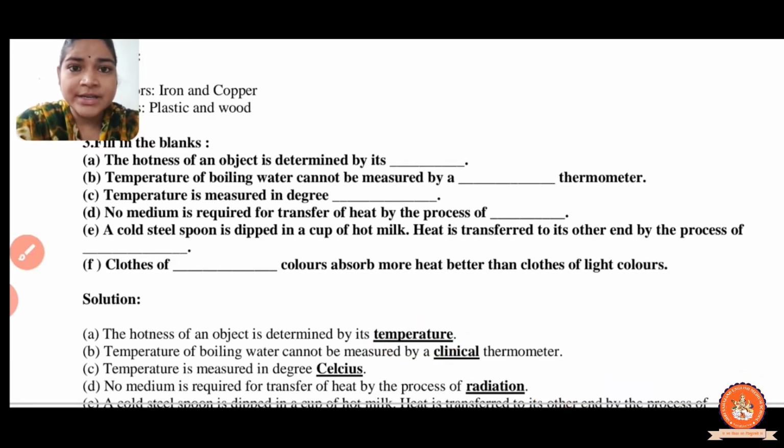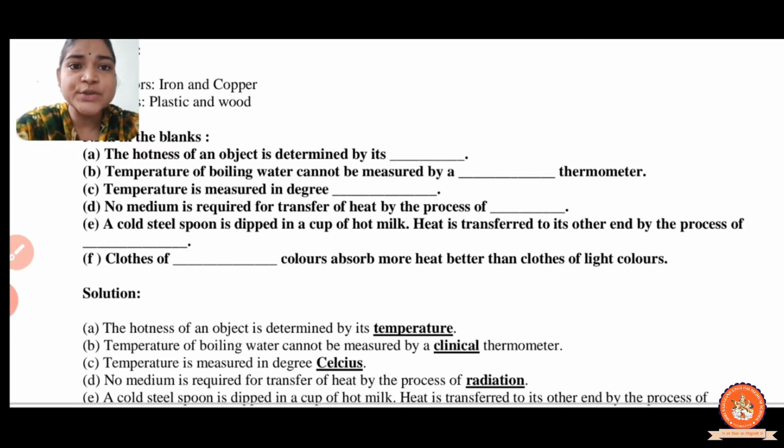Now the second one: the temperature of boiling water cannot be measured by which thermometer? The temperature of boiling water cannot be measured by a clinical thermometer. I already told you the clinical thermometer is only used to measure the human body temperature. It is not used to measure other objects, right? So use the laboratory thermometer to measure boiling water, right? But what is given in the question?